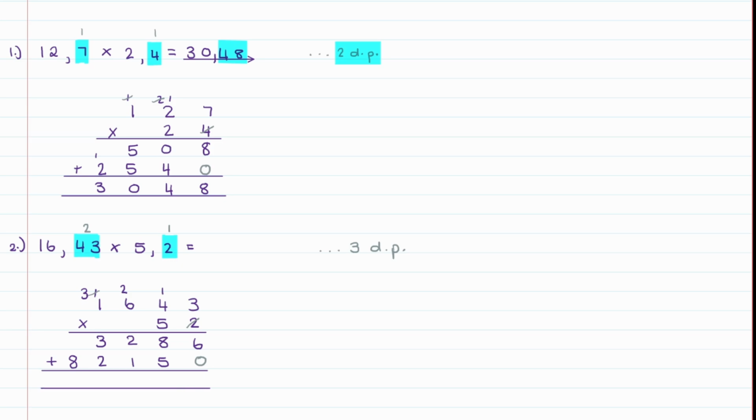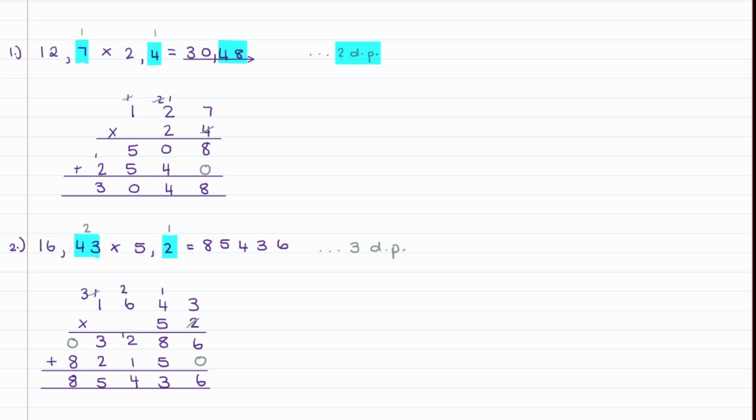6 plus 0 is 6. 8 plus 5 is 13, so I'll write 3 and carry the 1. 1 plus 2 is 3, plus 1 is 4. 3 plus 2 is 5, and 0 plus 8 is 8. Now I write down 8, 5, 4, 3, and 6 next to my number sentence.